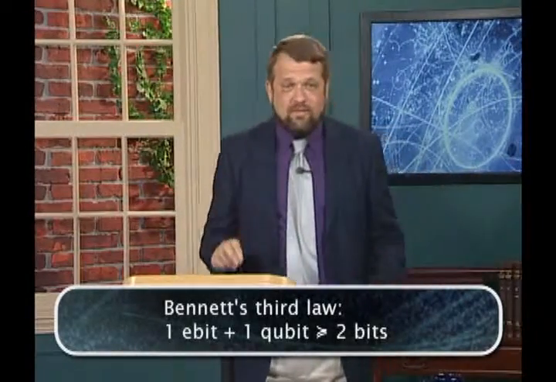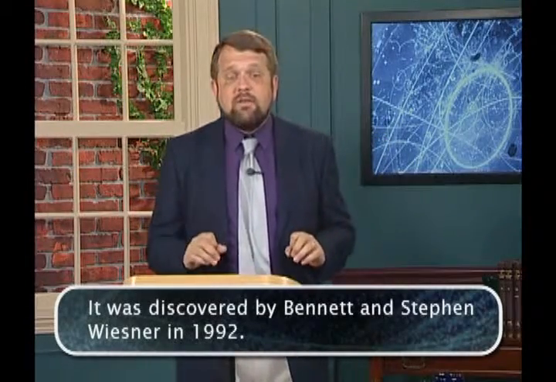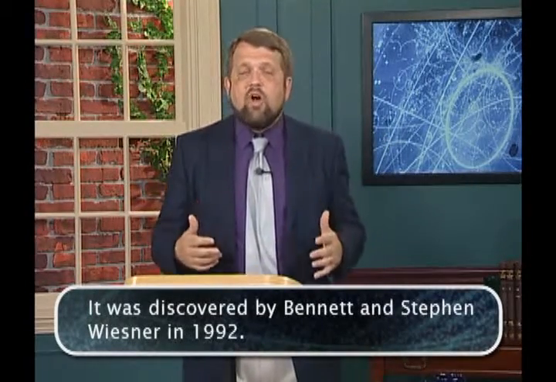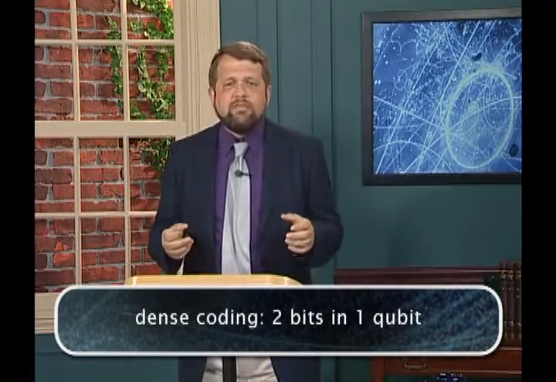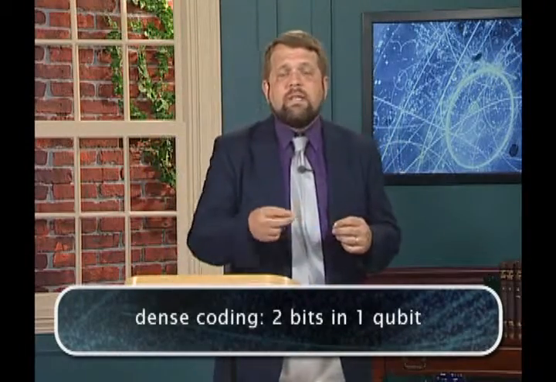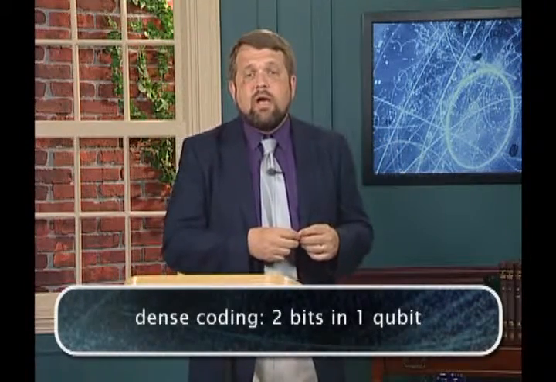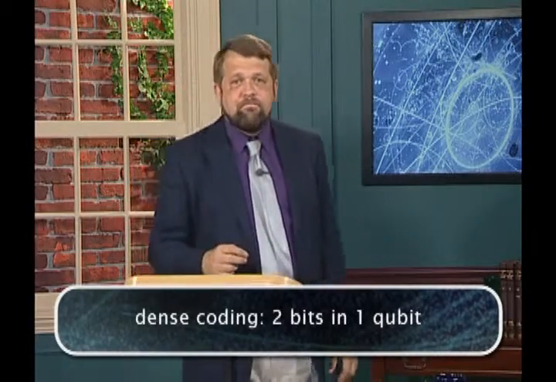This is a weird one. And it was discovered by Bennett and Stephen Wiesner in 1992. And this is sometimes called dense coding. It's not a very good term, dense coding, but it's called that because somehow, even though 1 qubit is used, 2 bits get sent. It's like there's twice as much information as you might expect. And here's how it works.